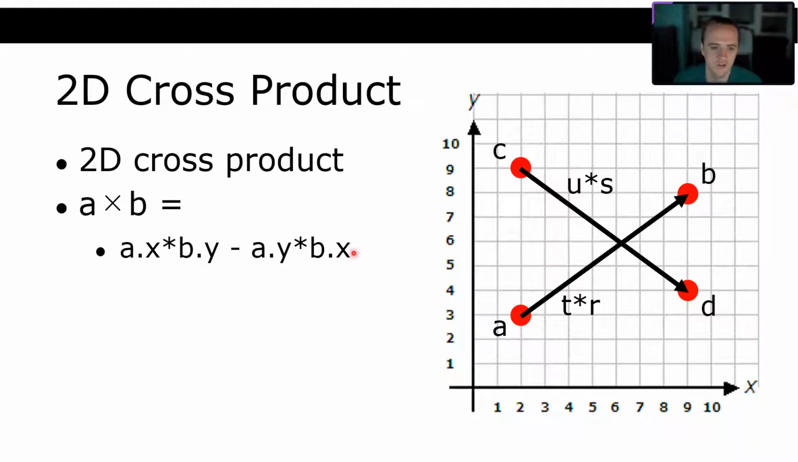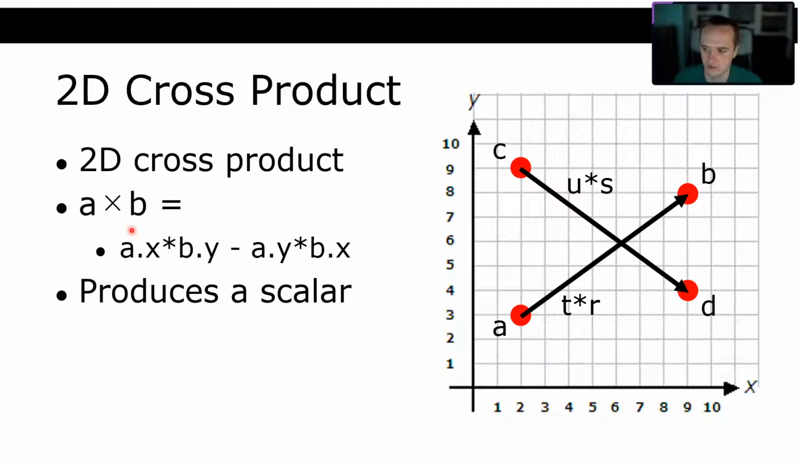So the 2D cross product, A cross B, is equal to the X component of A times the Y component of B minus the Y component of A times the X component of B. So that is the equation of the cross product, and we've just defined it as that, okay? This produces a scalar value. So that's going to be really nice.